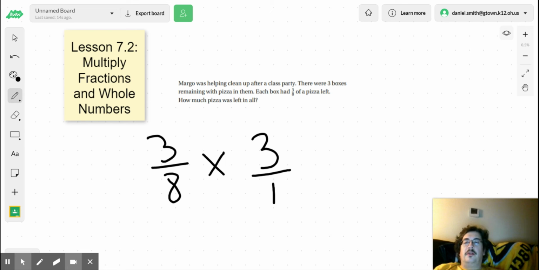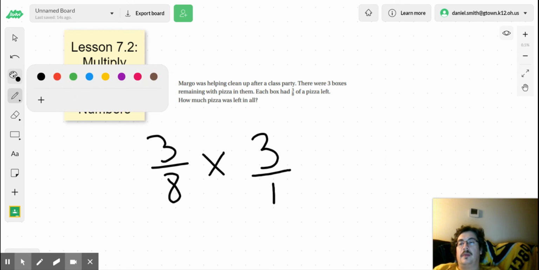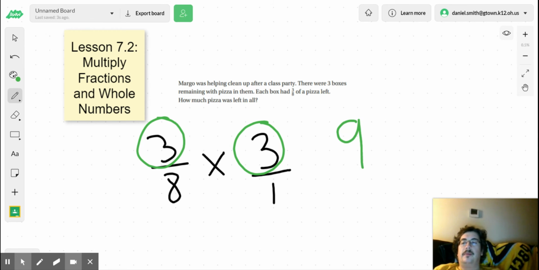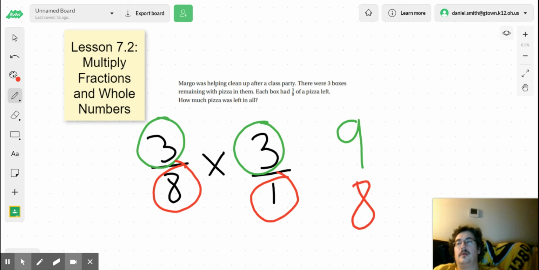So multiplying these two fractions together is actually really, really simple. I'm going to multiply my two numerators, and that's going to give me the numerator in my product. And then I'm going to multiply my two denominators together, and that's going to give me the denominator of my product. And again, we see that 9/8 pizza is the answer to the story problem.